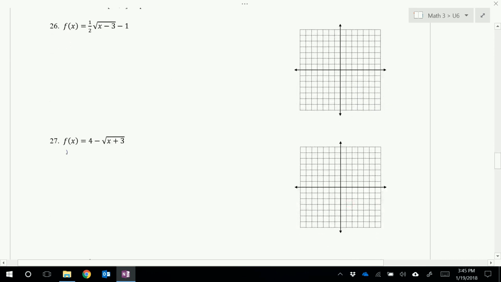first of all, it's important to realize that this is equivalent to negative root x plus 3 plus 4 at the end. So maybe it's helpful to see it that way, to know that the translation is to the left 3 units and up 4 units from 0, 0. And we know this is opening downward. And I'll get a few points here.